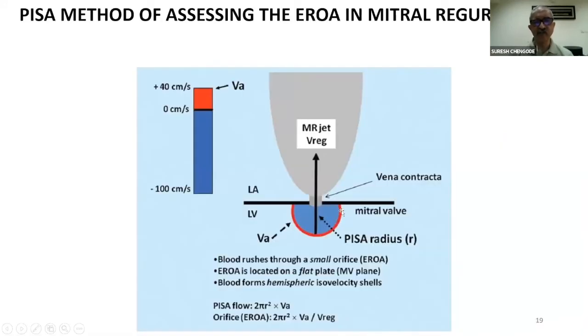Now, you know the radius of the shell, and you know the velocity of the shell, which is the aliasing velocity. Now, the area of this particular hemisphere can be calculated by the equation 2 pi r square. Now, the product of this 2 pi r square and the aliasing velocity should be the same as the effective regurgitant orifice area, which is unknown to us, times the peak mitral regurgitation jet velocity, which we can measure. So if you know three parameters of the four, the unknown fourth parameter, which is the effective regurgitant orifice area, can very well be measured using the continuity equation.